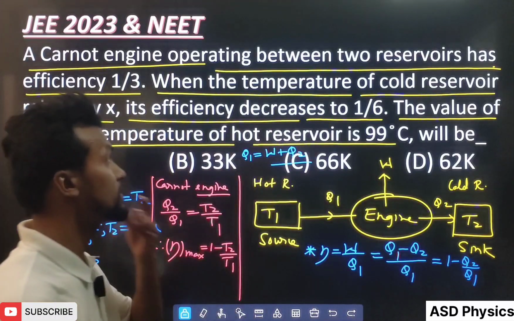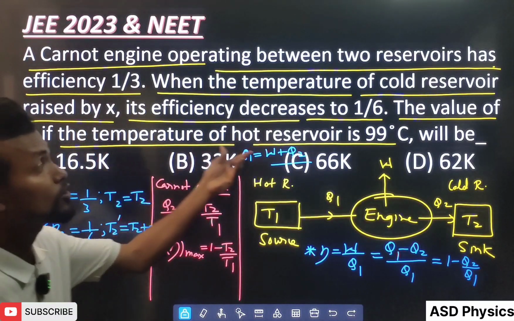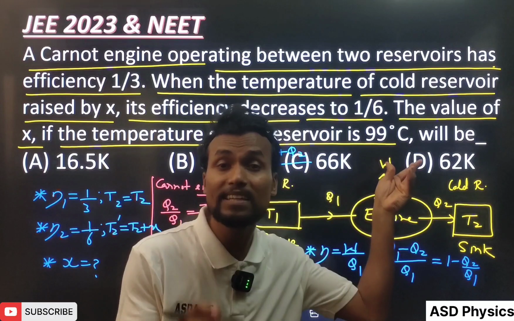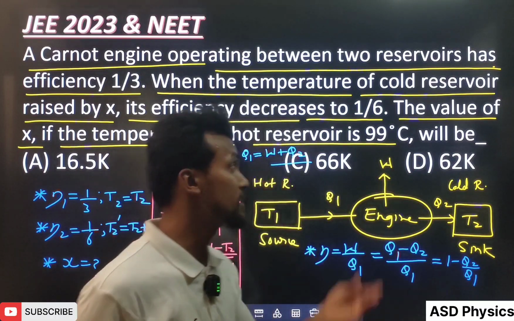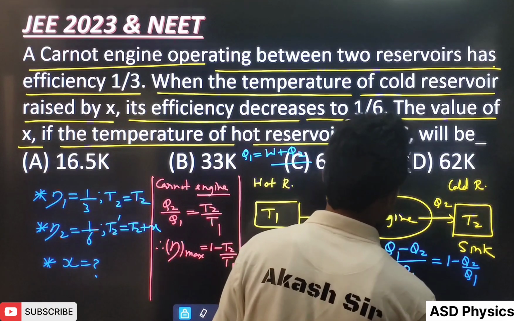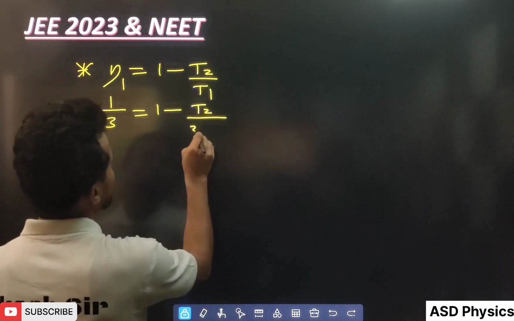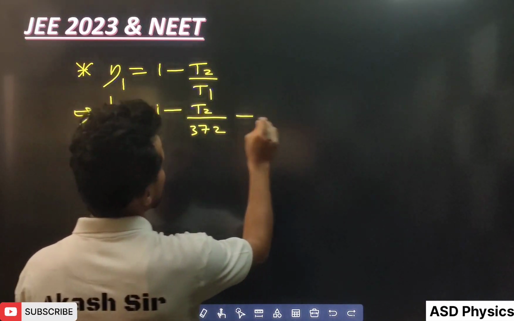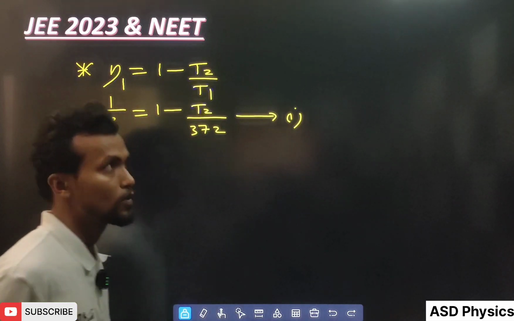T1 value you can see very well, the temperature of the hot reservoir is given as 99 degrees Celsius. We have to convert into Kelvin, that means we have to add 273. So 99 plus 273 will become 372. So this is becoming 372. This is equation 1.